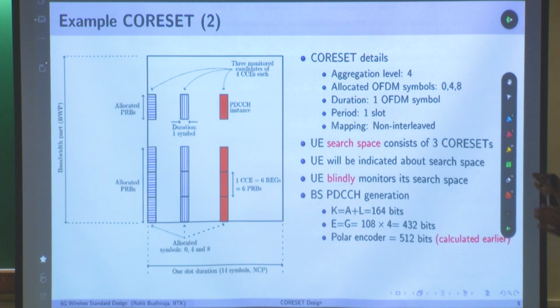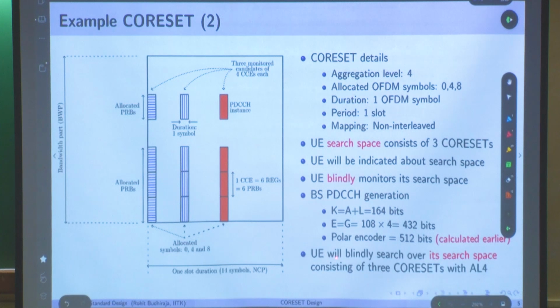Fine. User gets this slot and it creates this 2-dimensional OFDM frame, or OFDM slot. What will happen after that? UE will blindly search over its search space consisting of 3 Coresets within aggregation level 4. So this is first Coreset, this is second Coreset, and this is third Coreset. So it will start from this. It will search.